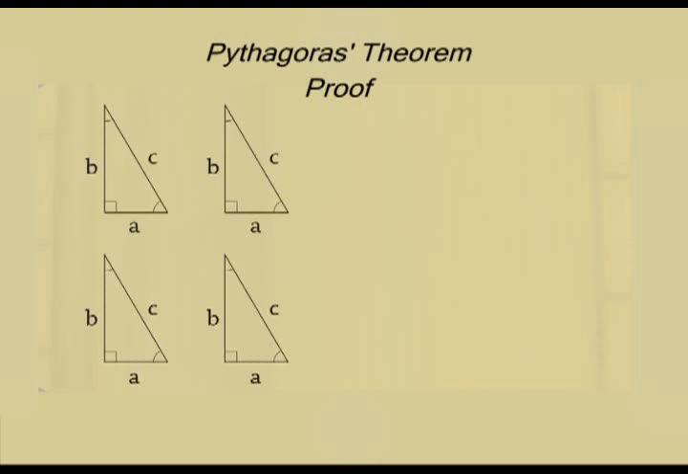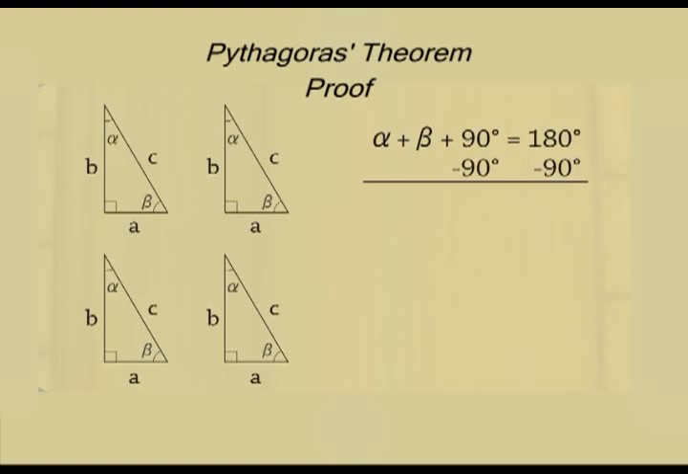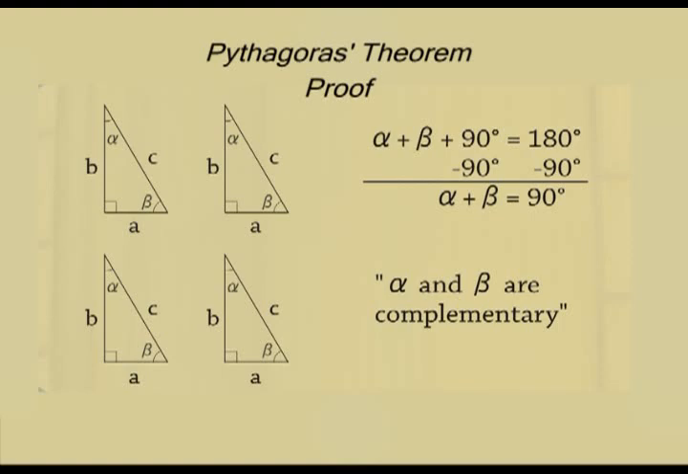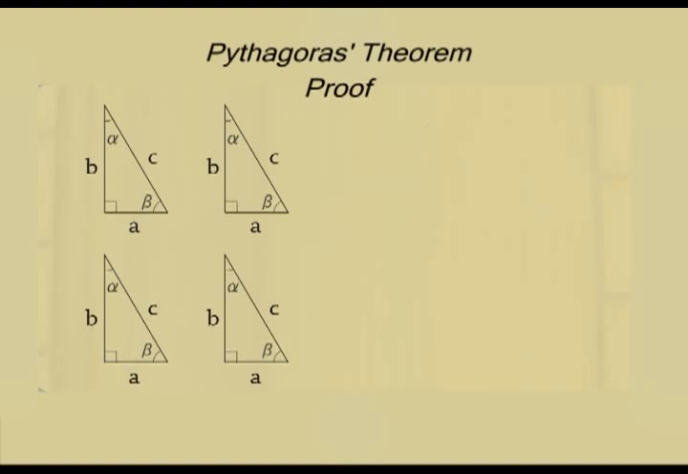But first, we label the angles in these triangles because this will help us later. We call the small angles alpha and the larger ones beta. The largest angle is the right angle, which is equal to 90 degrees. One more thing, the angles in a triangle add up to 180 degrees, and so alpha plus beta plus 90 degrees is equal to 180 degrees. If you subtract 90 degrees from both sides, you get alpha plus beta is equal to 90 degrees. Another way of saying this is that alpha and beta are complementary angles.